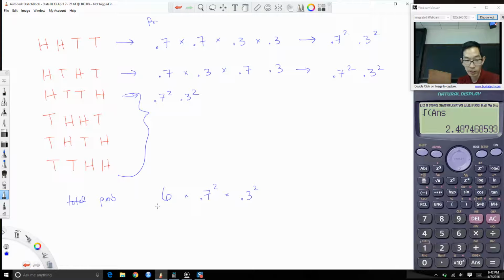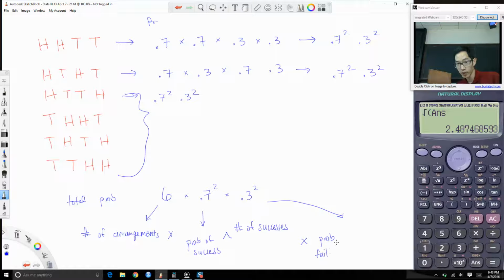So basically, this is the number of arrangements, and this is times, what is this? This is the probability of success raised to the number of successes. So I need to get 2 heads. If I'm flipping the coin 4 times, I need 2 heads, which means I also need 2 tails. So I'm going to have the probability of success raised to the number of successes times, and what's this over here? The probability of failure raised to the number of failures, right? Is that okay?